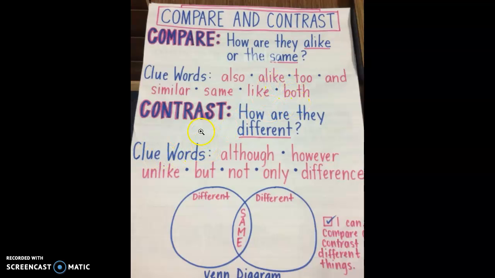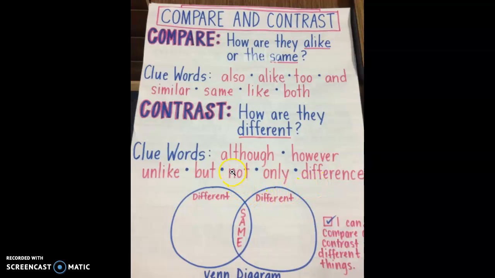When we contrast, we tell how things are different. Some of those clue words include although, however, unlike, but, not, only, or different.